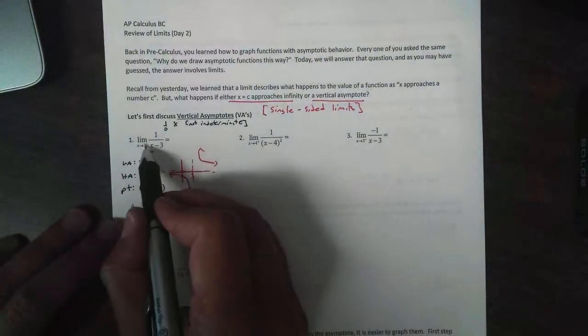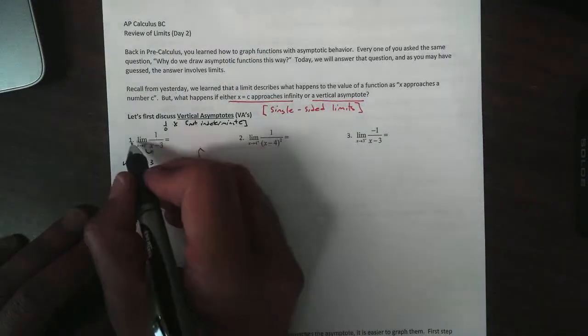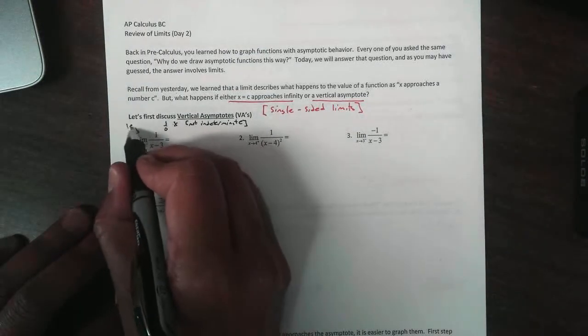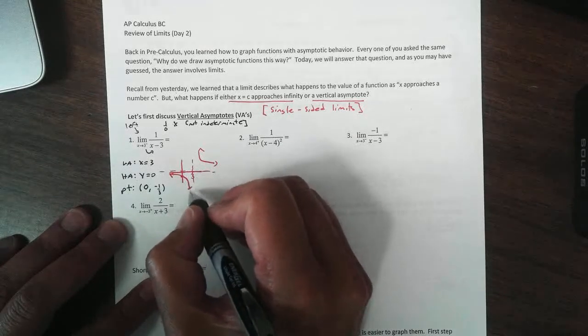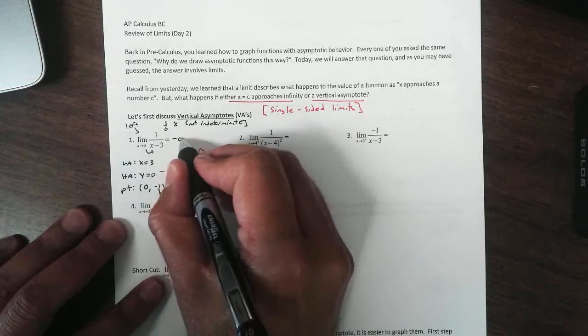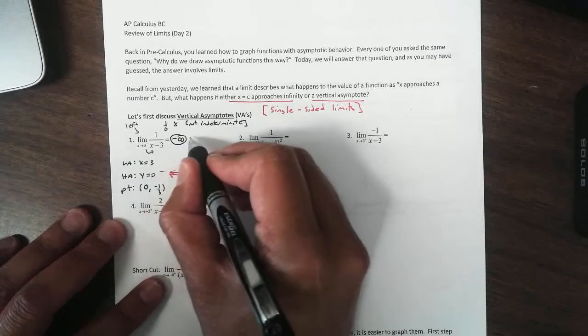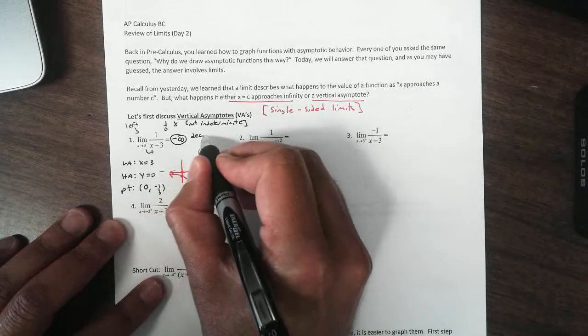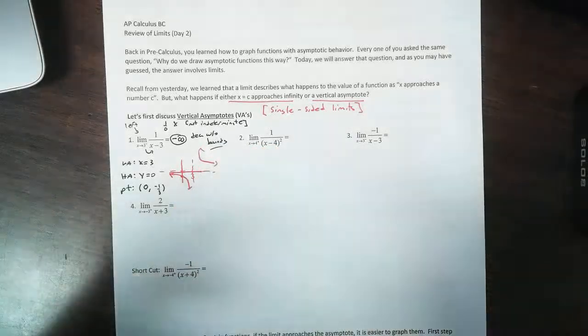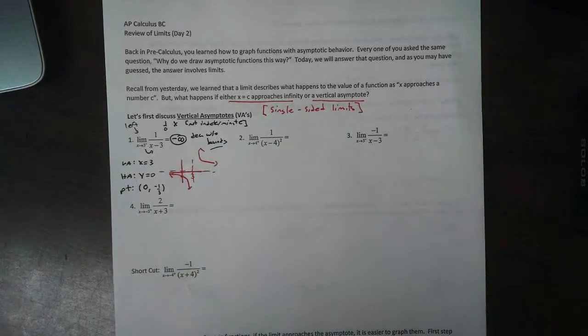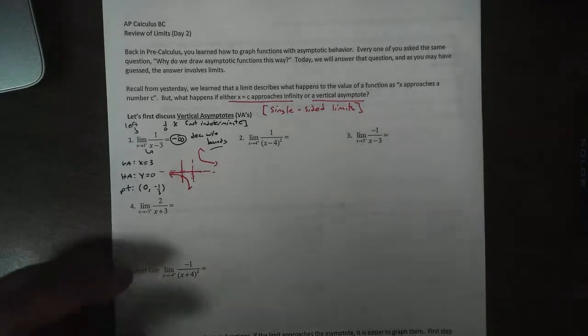So now I ask, well, I'm approaching 3 from the left side. That's what that little minus sign is, recall? So we're approaching from the left side, and this is going down right here. So we say this is approaching negative infinity. In other words, this is decreasing without bounds. And we can solve this very easily just by graphing, from what you learned in pre-cal.